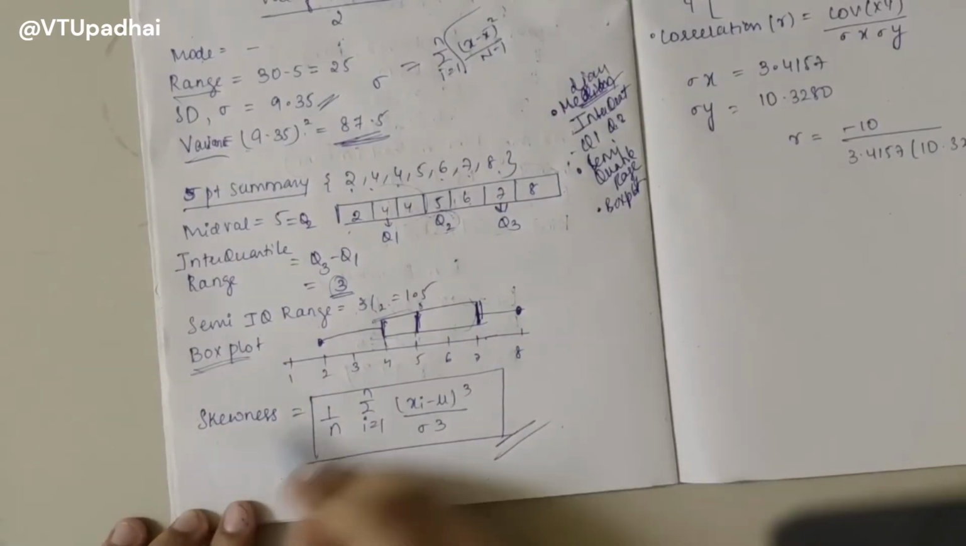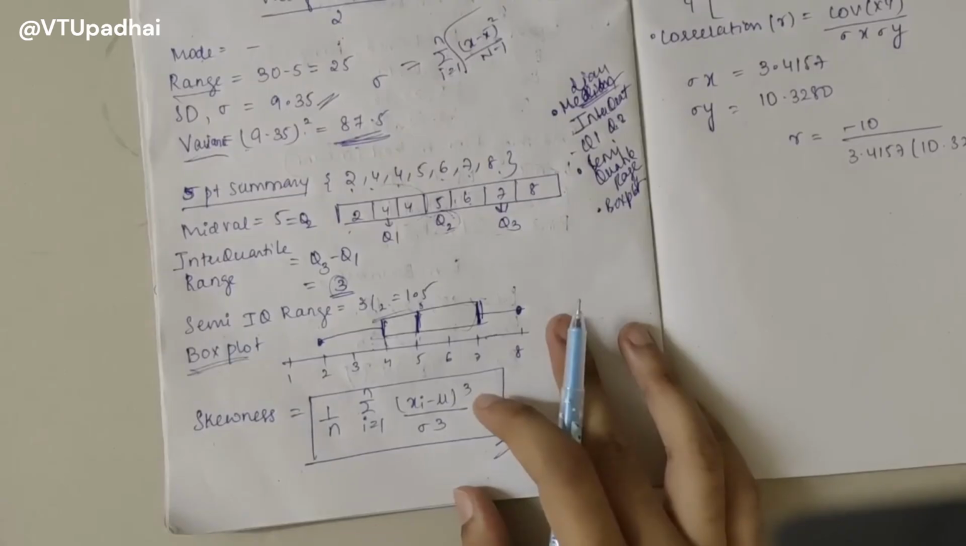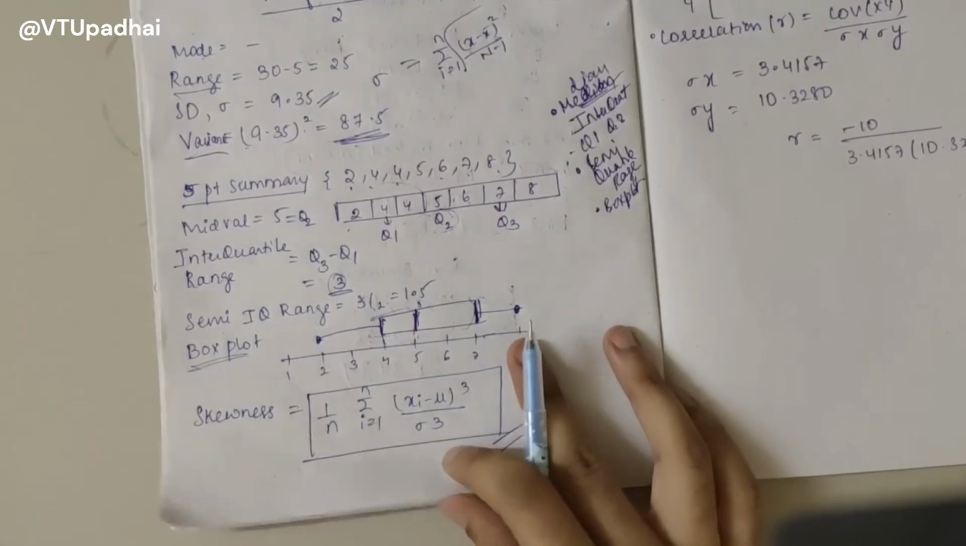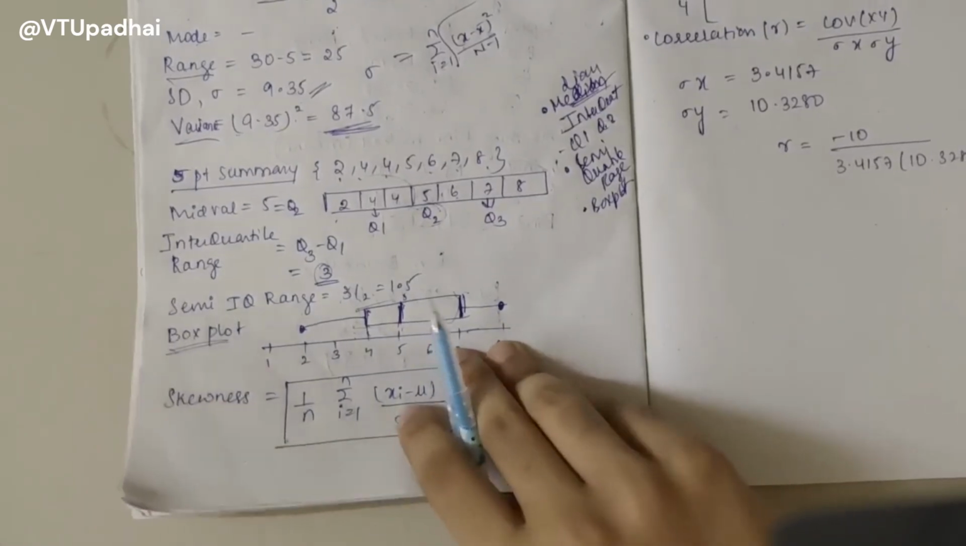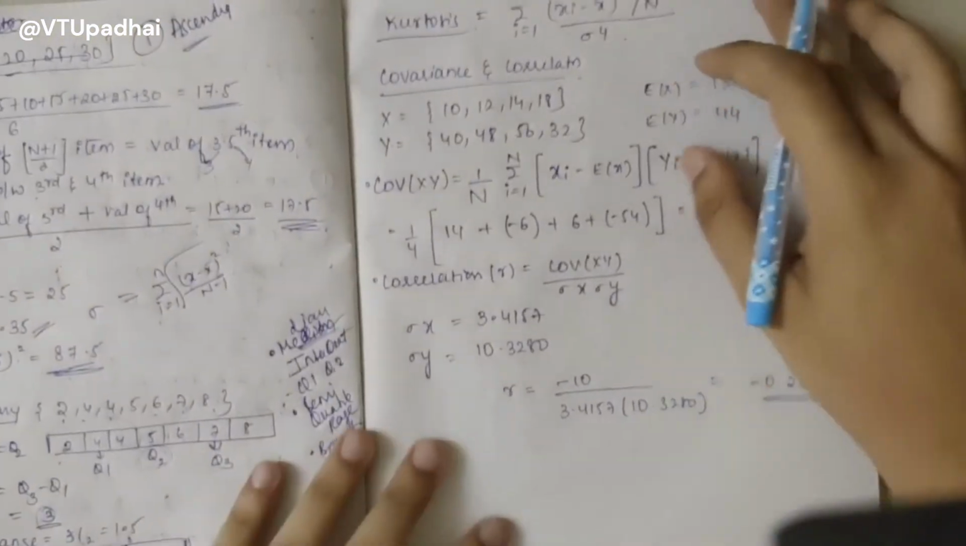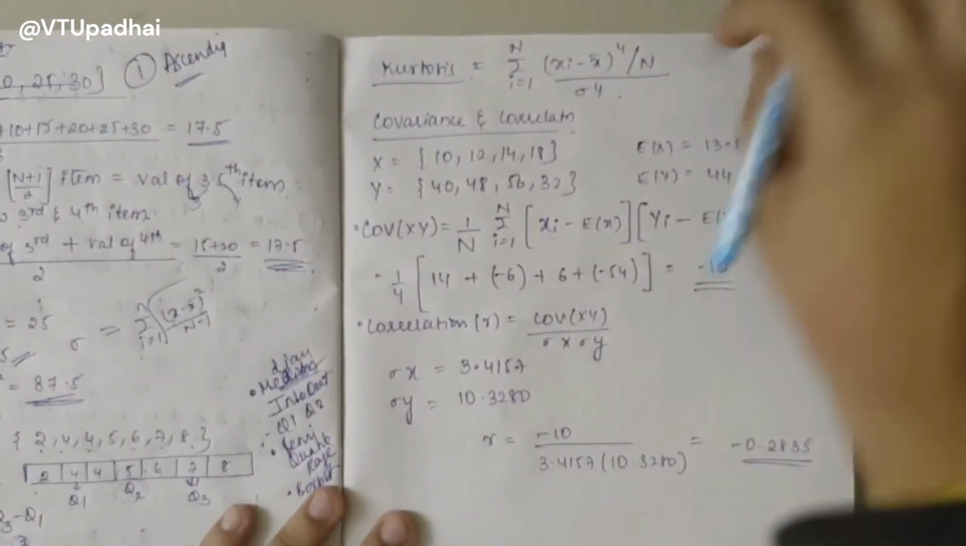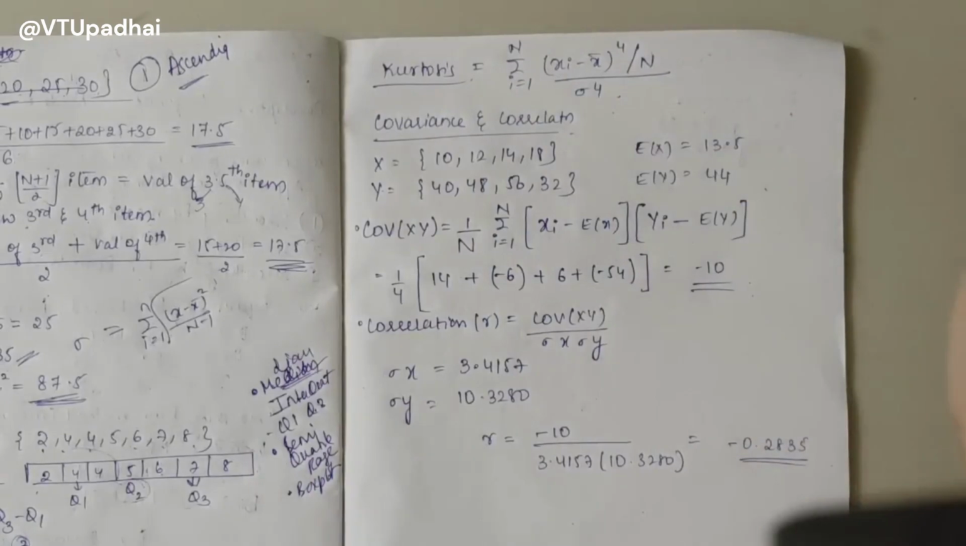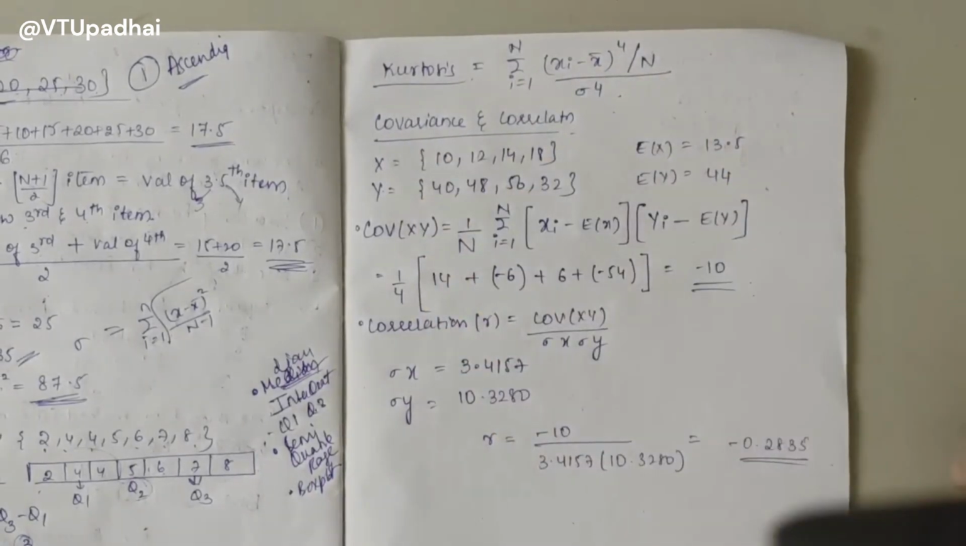Then the skewness formula needs to be remembered. This may not be asked, I'm not sure about it. It was not asked in internals. So then we have kurtosis also. So kurtosis also, this is the formula. Then we have covariance and correlation.